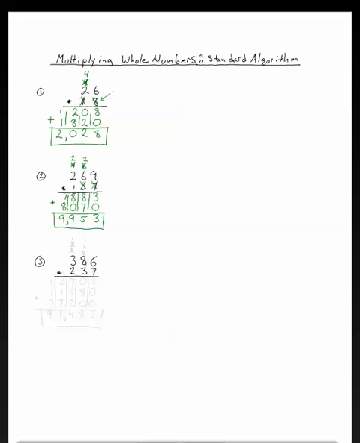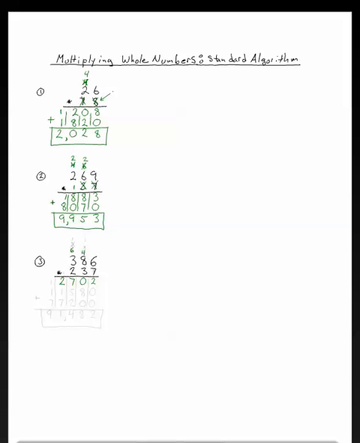The third example is going to be somewhat more difficult. The process is the same, but now we've got a 3-digit number by a 3-digit number, so there's going to be more to this problem. So we start off the same. 6 times 7 is 42, so we keep our 2, carry our 4. 8 times 7 is 56, and 56 plus 4 is 60, so we keep our 0, carry our 6. 3 times 7 is 21, and 21 plus 6 is 27.